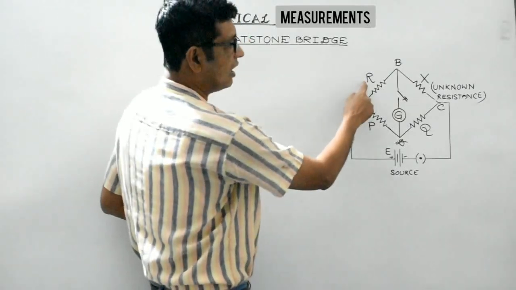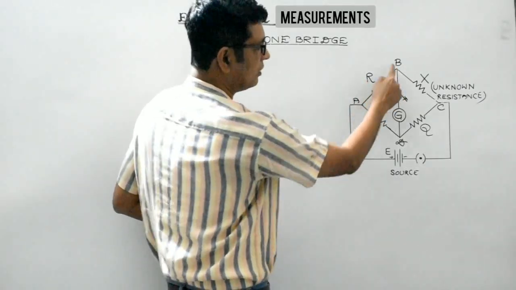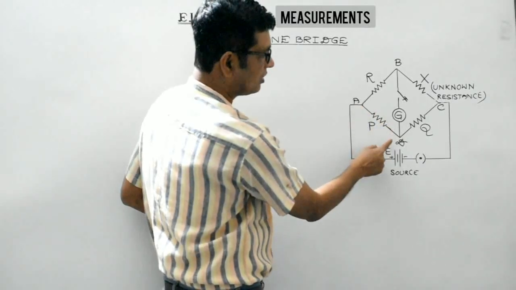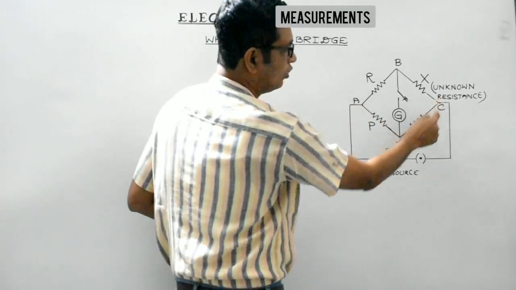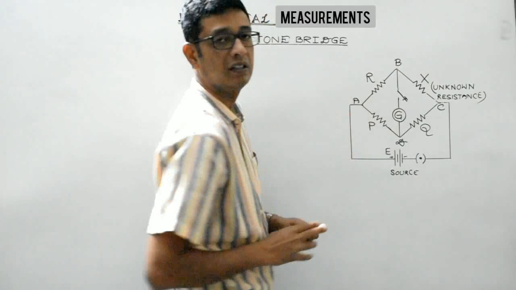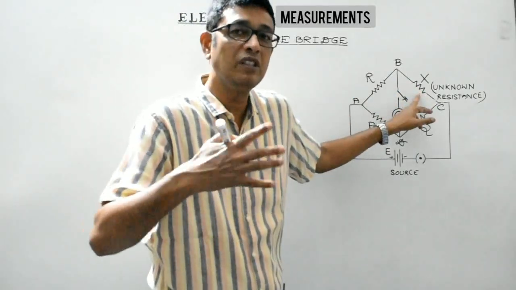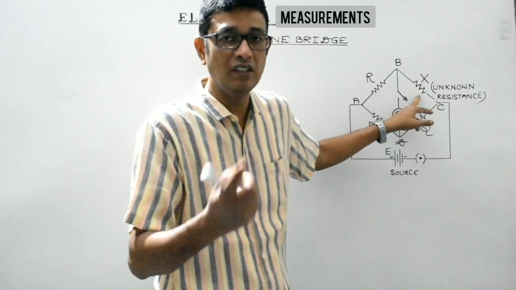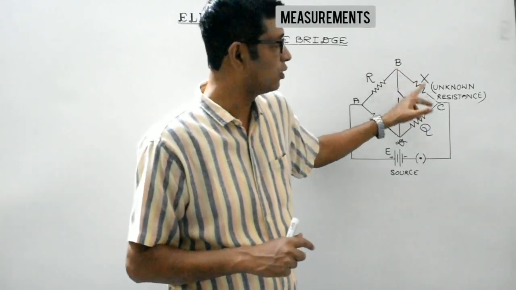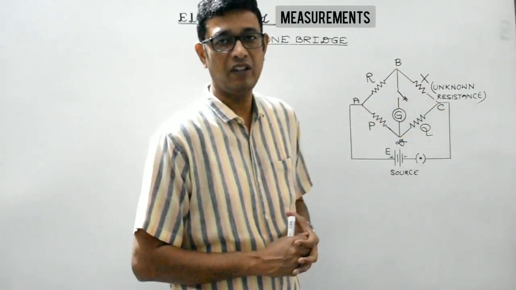While the resistance R is connected between the points A and B, P is connected between the points A and D, and Q is connected between the points D and C. And the wire whose resistance is to be determined, I am talking about the unknown resistance wire, is to be connected between the points B and C, right?